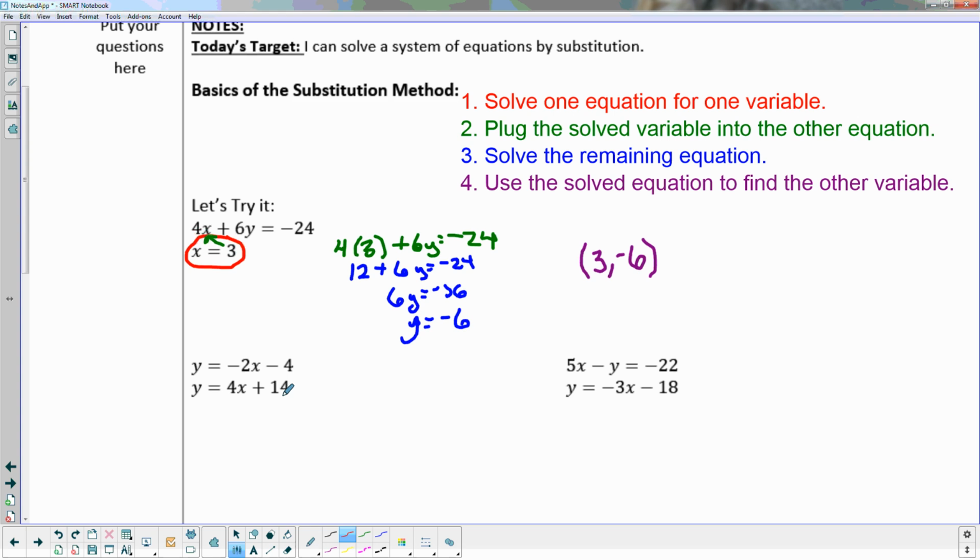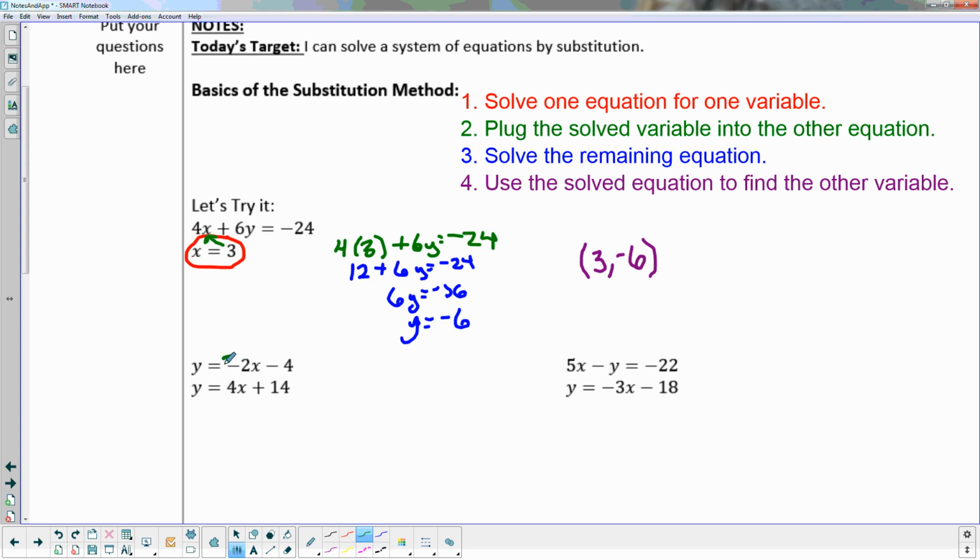So if we look at another one, and again, I'm going to slowly increase the difficulty. This time I have both equations already solved for y. So my step 1 is done. I've solved one of the equations for one of the variables. It doesn't matter that it was given to me, or that actually both equations were solved for one variable. So that part's actually done.